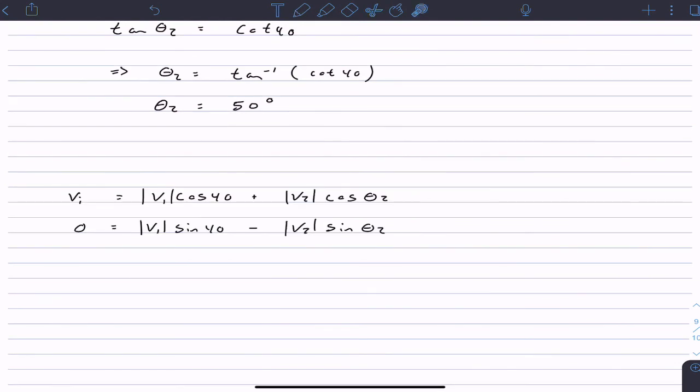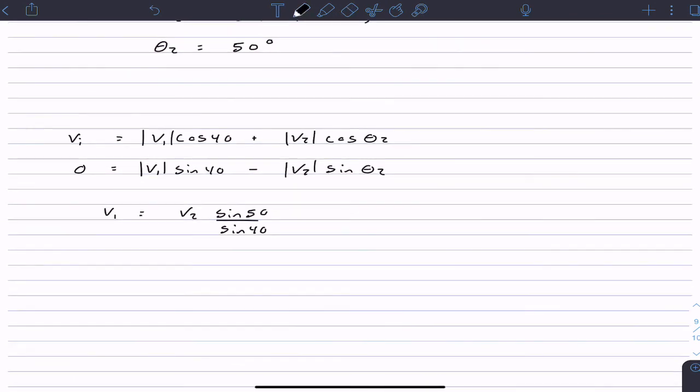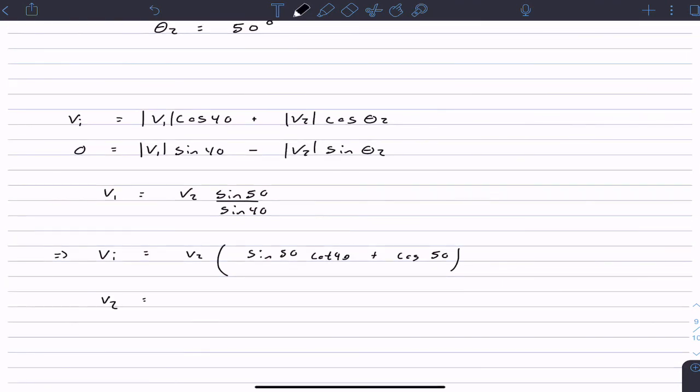So now we can just use two of our original equations with two unknowns, and we've got V1 is equal to, well, let's go with the first one first, actually. So we have V1 is equal to V2 sine 50 over sine 40. Let's just do the calculations at the very end, right? So now we have VI is equal to V2, right? Sine 50 over sine 40. Well, we can just do cotangent 40 plus cosine 50. So then V2 is equal to VI over all of that.